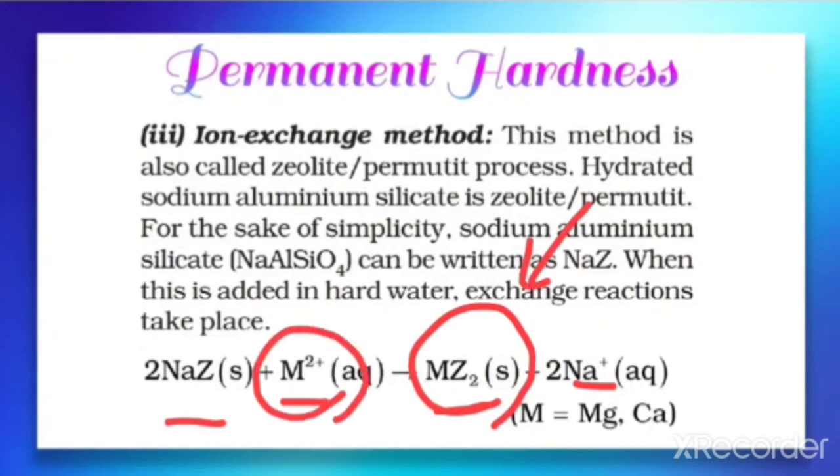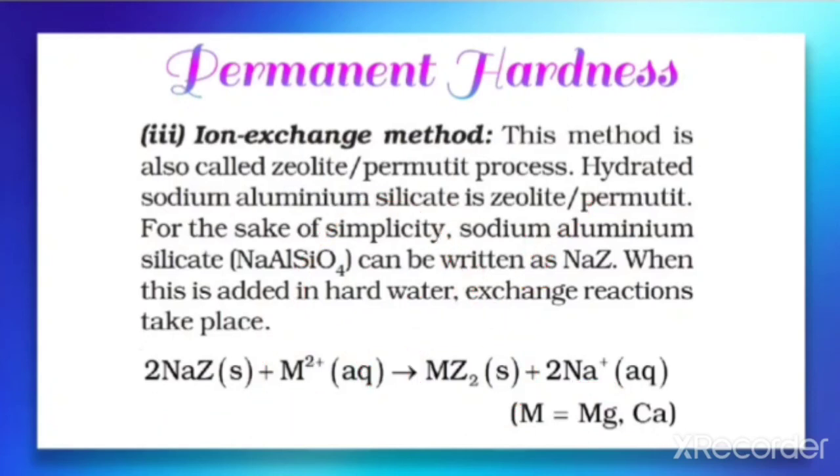So whatever product is formed here is not causing the hardness. What causes the hardness is the magnesium ion and calcium ion with the chloride and sulfate. With the reaction with permutit or zeolite, it is converted into metal zeolite, the combination of M and Z. This is not at all responsible for the hardness. So by this method we can remove the hardness of the water, and this is called the ion exchange method.